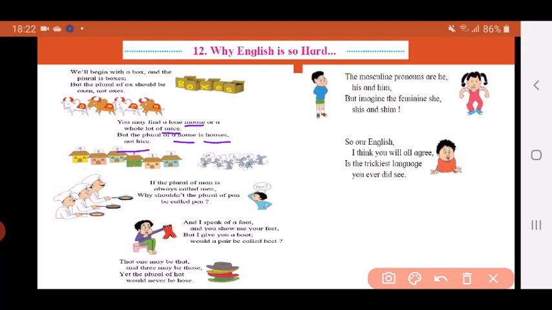So if I use the same rule of changing singular to plural, mouse changes to mice. So house should have been highs. But again this is wrong. The plural of house is houses. So again a tricky one. Now let's see the third reason. If the plural of man is always called men, why shouldn't the plural of pan be called pen?